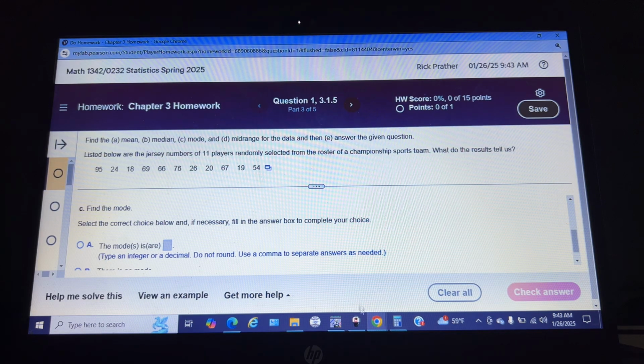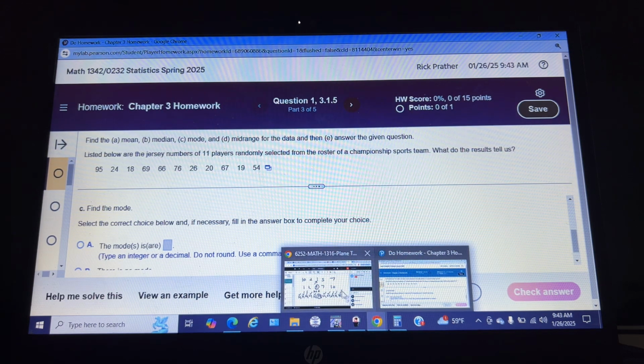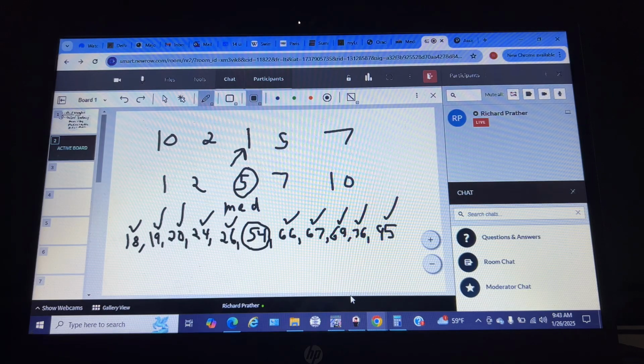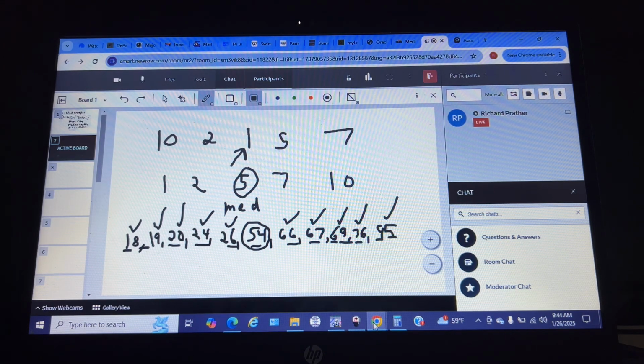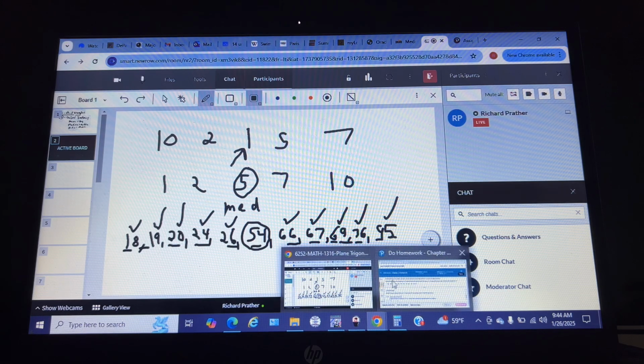The mode, you don't have to have it in order necessarily, but it actually helps if it is in order, because to have a mode, there has to be at least one number that repeats. And here, I think every number was different: 18, 19, 20, 24, 26, 54. Yeah, they're all different. If they're all different, then you just instantly say no mode.